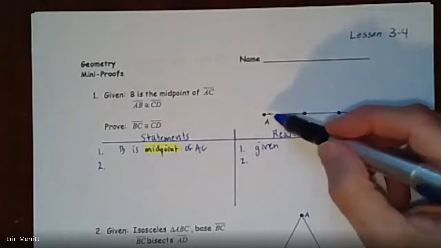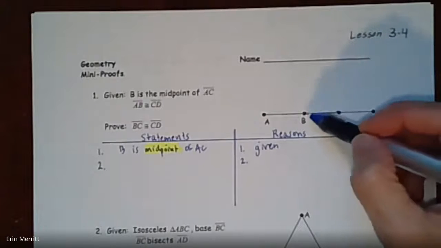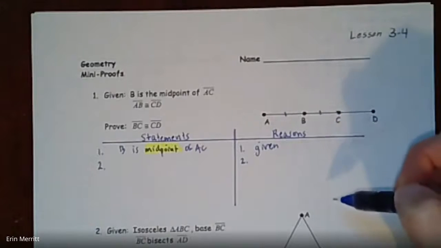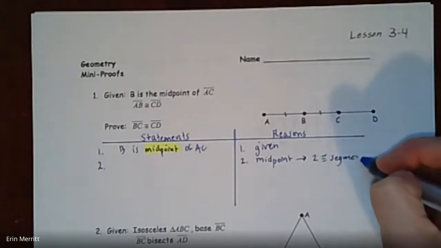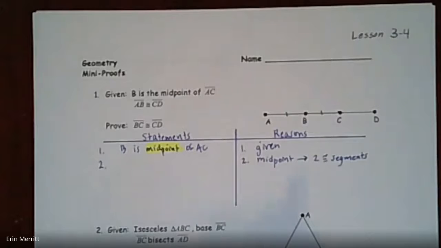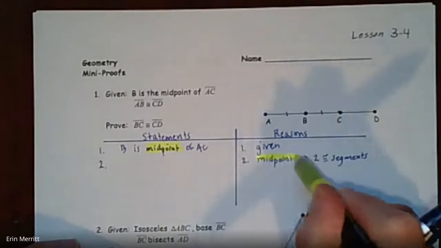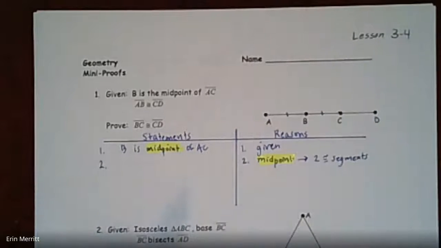So go to the diagram. If B is the midpoint of segment AC, then that means these two little parts are going to be congruent. And that's because midpoint implies two congruent segments, right? And so I'm just going to highlight that to connect those two steps there. And now my two congruent segments are simply AB and BC.